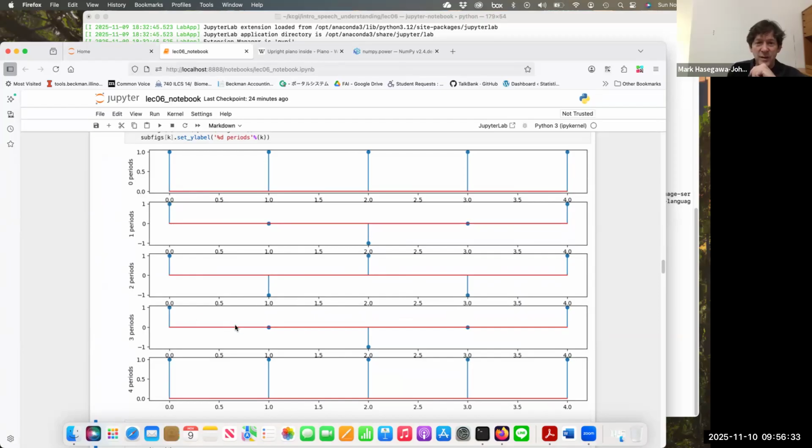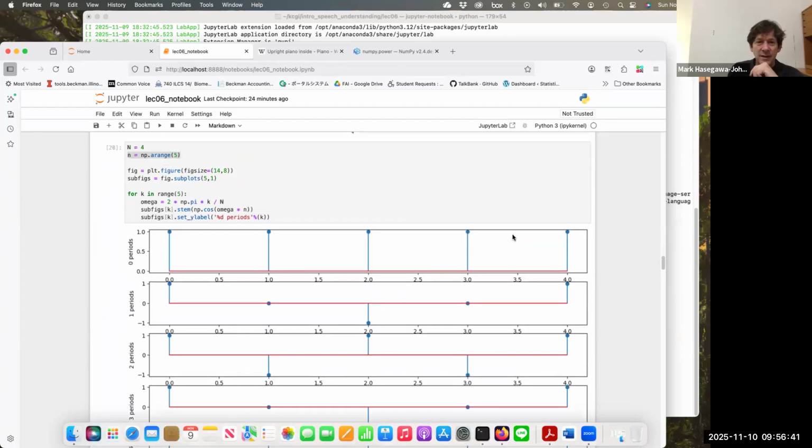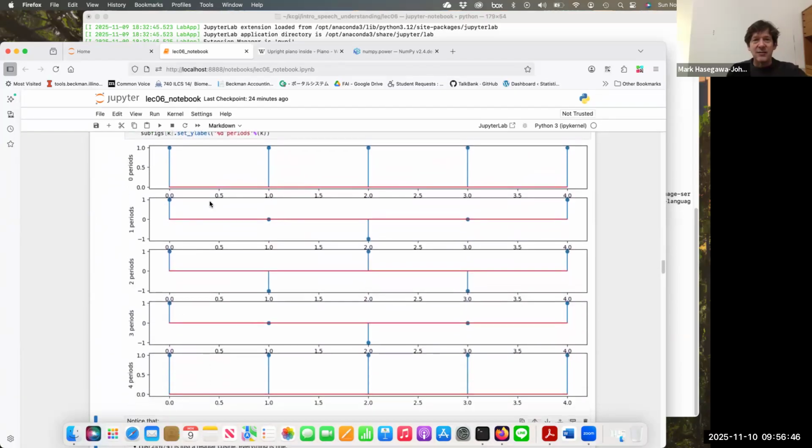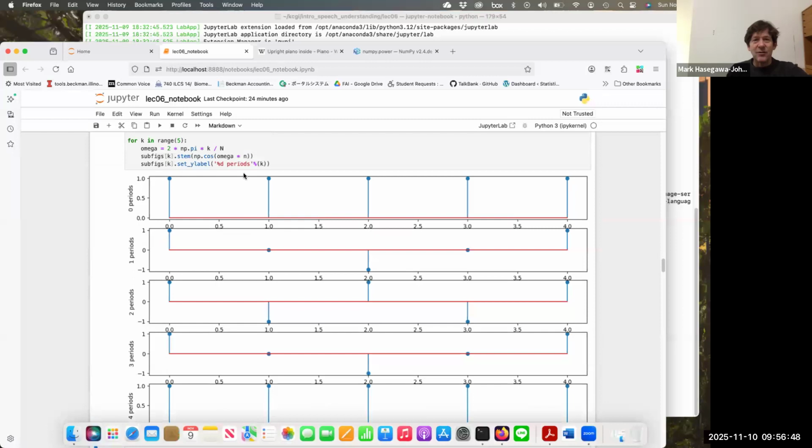But when it has 3 periods, oh look, at 3 periods, it looks exactly the same as if it had 1 period. And at 4 periods, it looks exactly the same as if it had 0 periods.